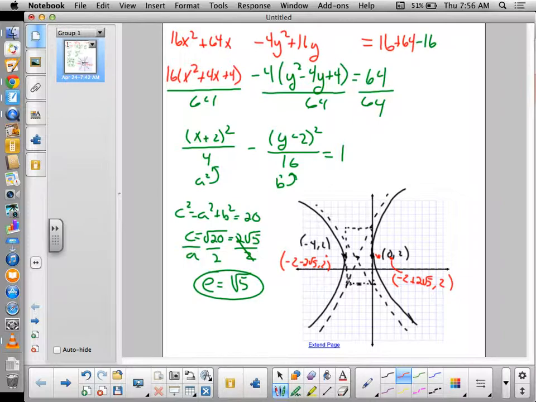The equations of the asymptotes, remember that's y minus k, or y minus 2, equals plus or minus b over a. B is 4, and a is 2, so 4 over 2, or just 2, times x plus 2. Same y minus 2 we have here, the same x plus 2 we have here. It's just that the b over a, plus or minus b over a, those are the equations of the asymptotes. That's all right there in that equation.